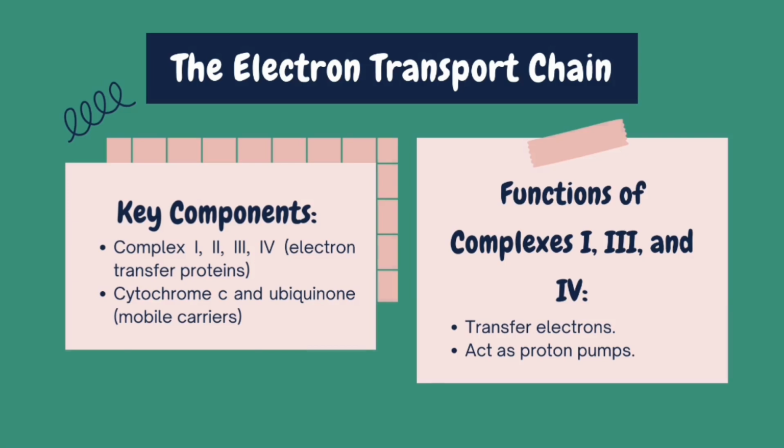So how does it work? Electron transfer: high-energy electrons carried by NADH and FADH2 from earlier stages of cellular respiration are transferred to the ETC. These electrons are passed along a series of protein complexes, undergoing a series of redox reactions. In each redox reaction, an electron is transferred from one molecule to another, releasing energy.